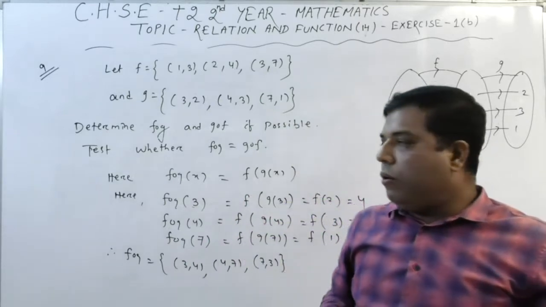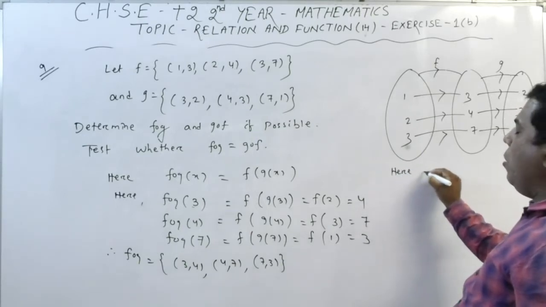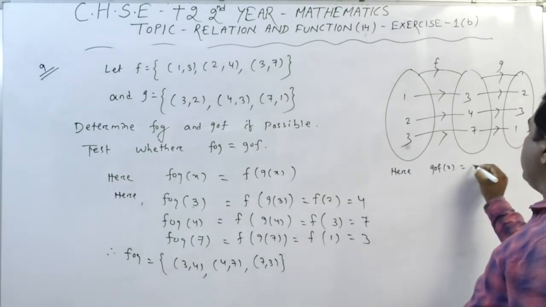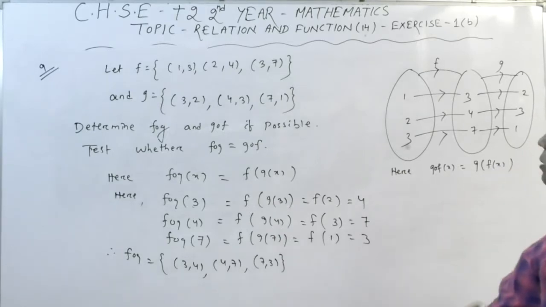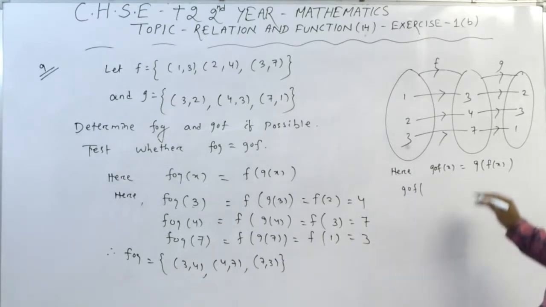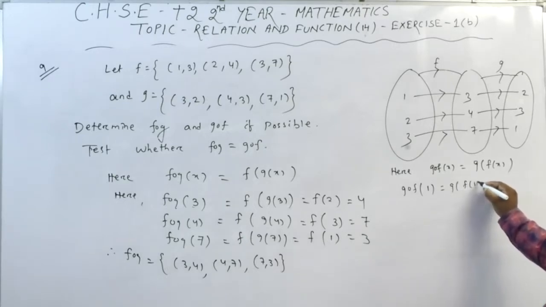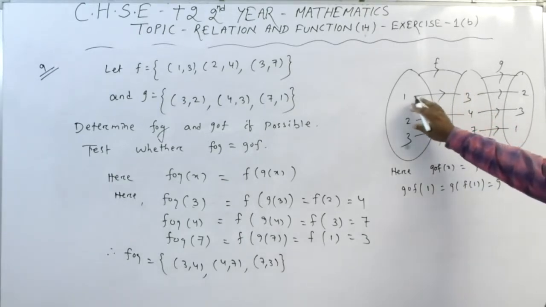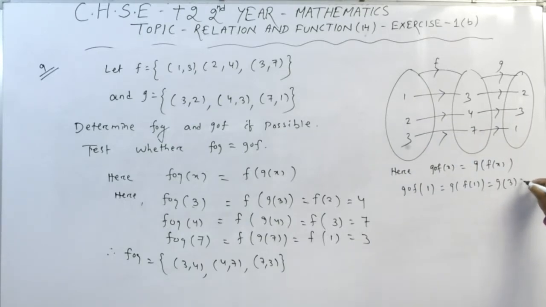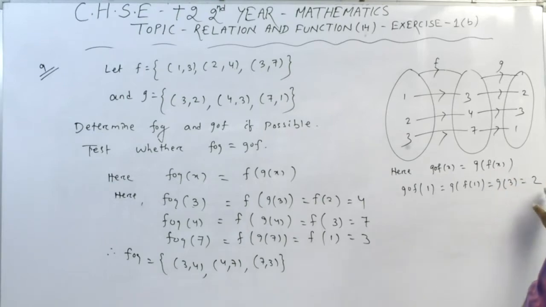Now we will go to find out gof. Here again (gof)(x) means g of f of x. So you see gof is applied on the elements of f. So gof of 1: what is its value? It is g of f of 1. f of 1 is 3, so it is g of 3. And what is g of 3? It is 2. So you see here the gof function converts the element 1 to the value 2.